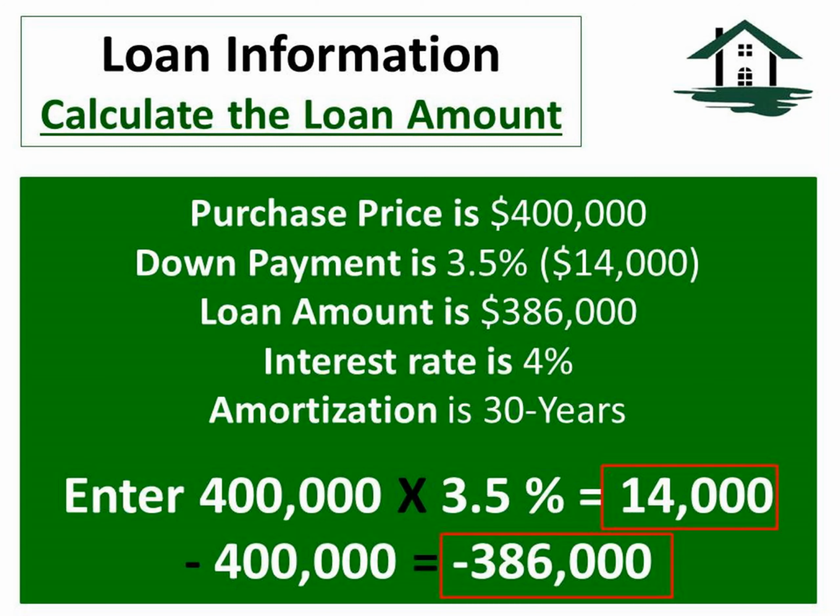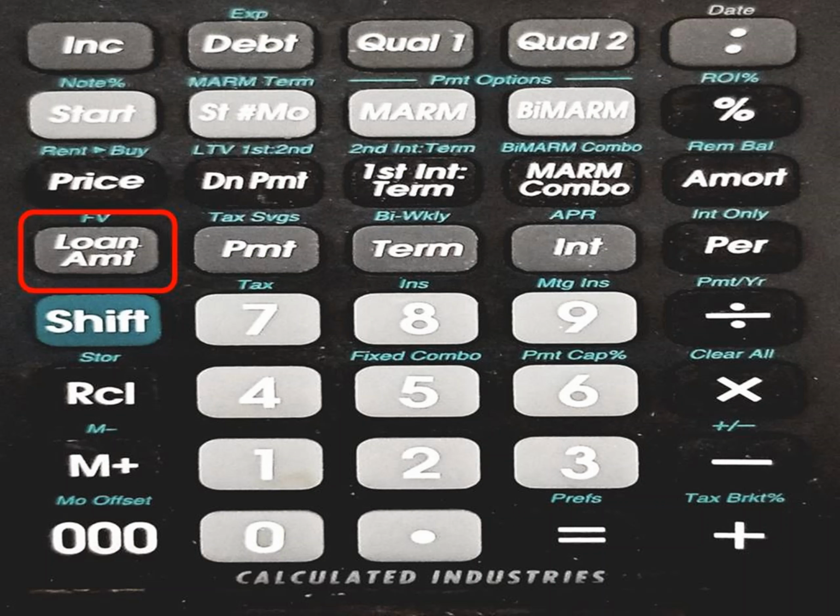Now, one word of caution is, as you are using your calculator to compute figures, do not clear your calculator, or all the calculations for that entry will be lost. Now that you know what the loan amount is, you are going to use your calculator's loan function keys to calculate the principal and interest. Enter the loan amount of $386,000, then push the key that says loan amount.